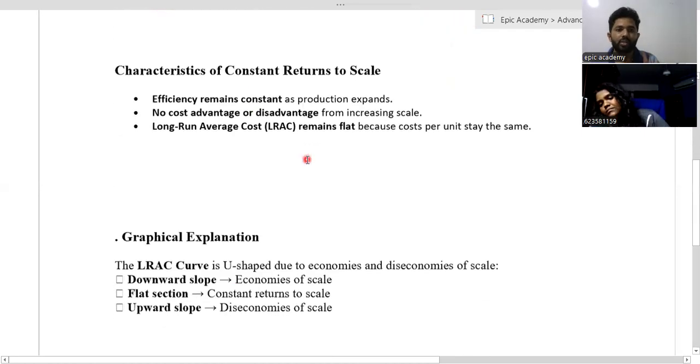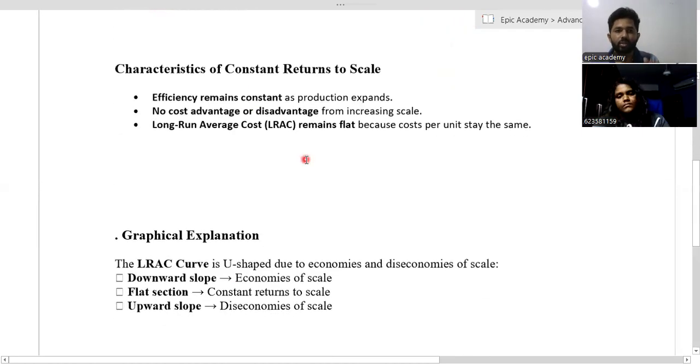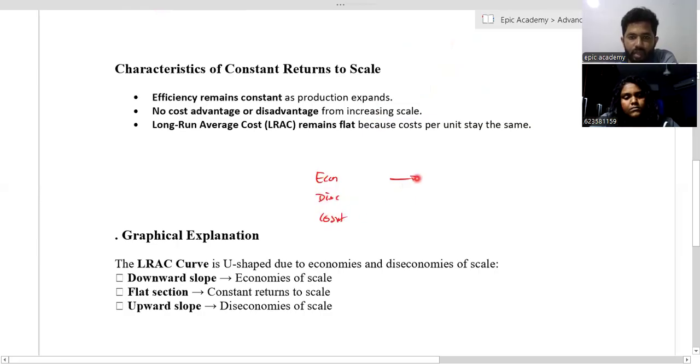And the next one is constant. Constant means you are going to increase the production, but the return is not going to increase. Constant returns. We already identified two types: economies of scale and diseconomies of scale. This is constant. I will describe it by using a table.